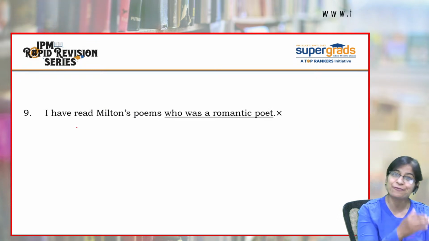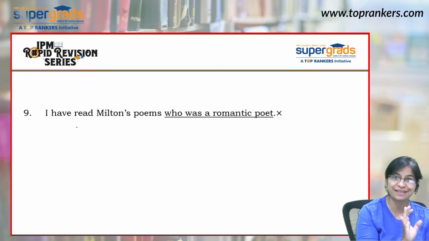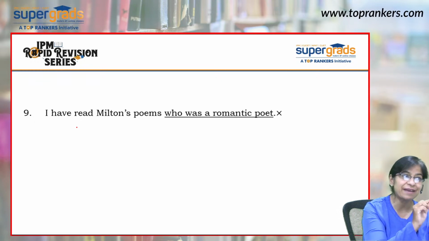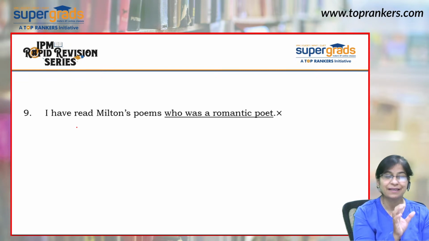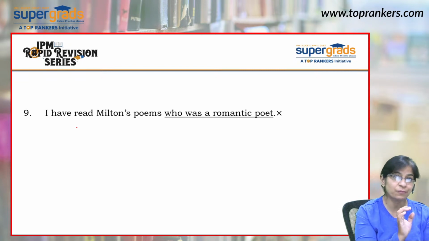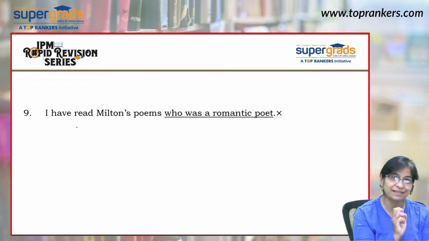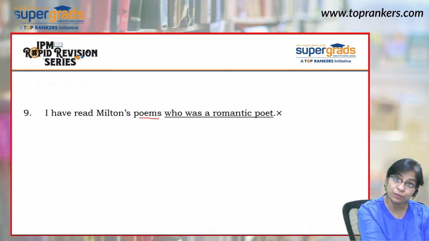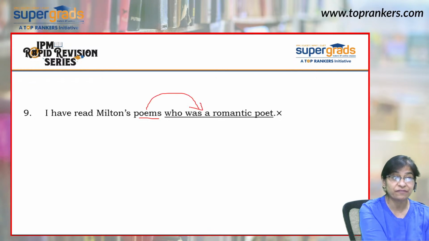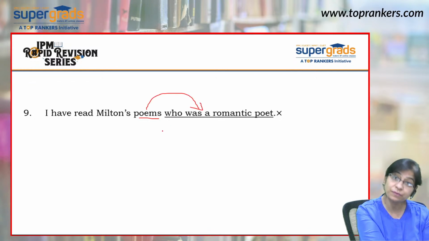Now, see, I've also underlined the part which I am saying is wrong. So, this says, I've read Milton's poems, who was a romantic poet. This part, who was a romantic poet, is a misplaced modifier in this sentence. The reason being, it's placed next to the word poems, so it's obviously modifying the poems. But was it the poems who was a romantic poet, or Milton who was a romantic poet?